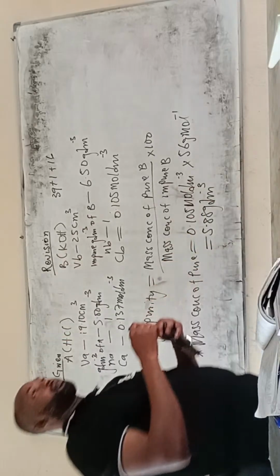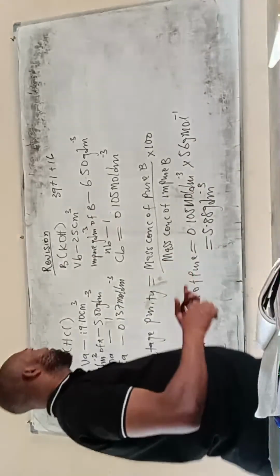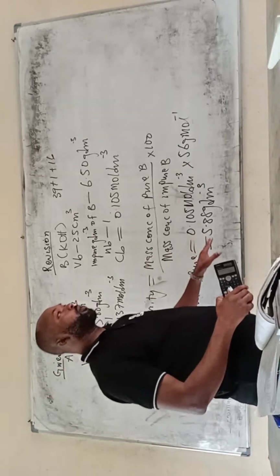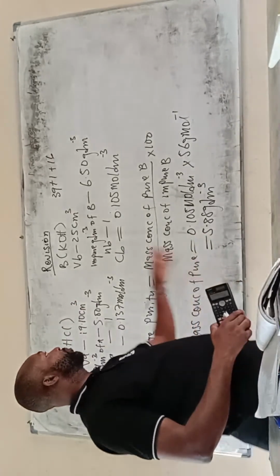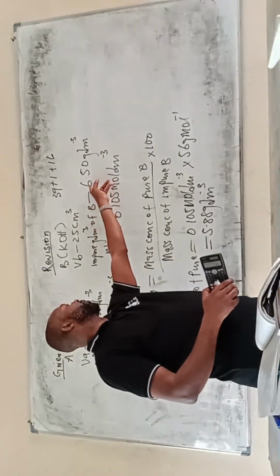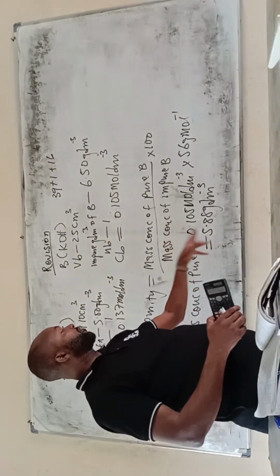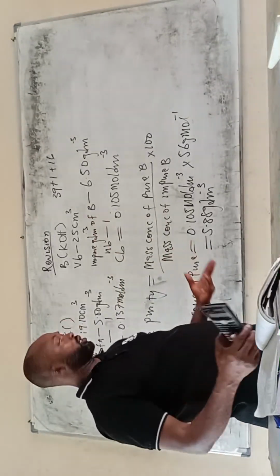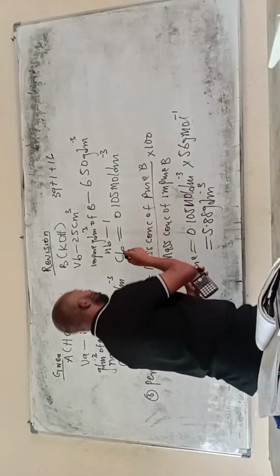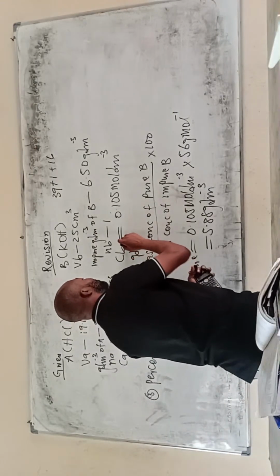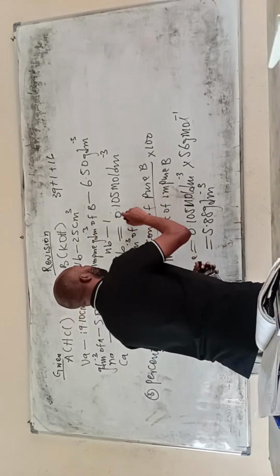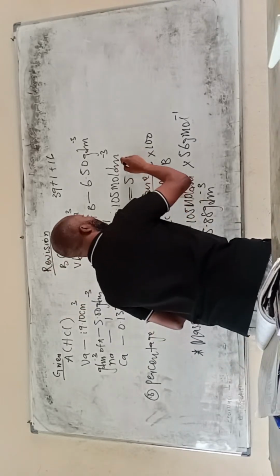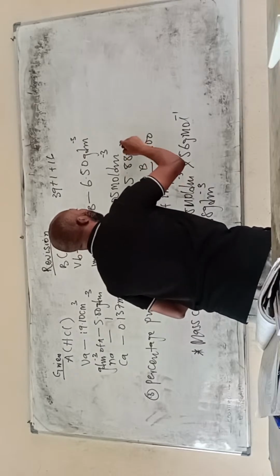So if this is true, remember I told us earlier on that the mass concentration of pure must be less than that of impure. Look at that, this is that of impure, and this is pure. Whenever this is higher than that, something is wrong, maybe in our calculation or in the question. So let me put it down here. G/dm³ of pure is equal to 5.88 g/dm³.